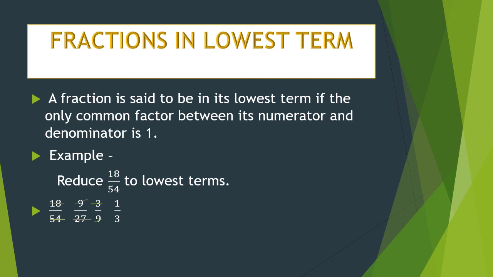Now again the common factor between 3 and 9 is 3. 3 1s are 3 and 3 3s are 9. Now 1 upon 3. There is no common factor other than 1 in this fraction. So this is the lowest term of the fraction 18 upon 54. 1 upon 3 is the lowest term of the fraction 18 upon 54.